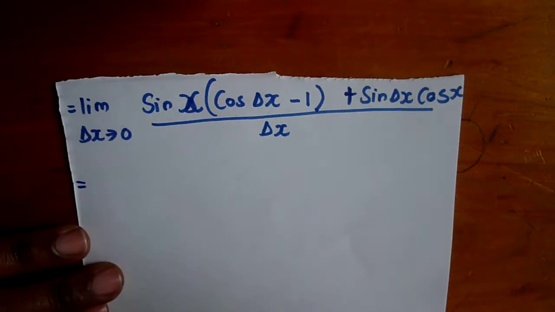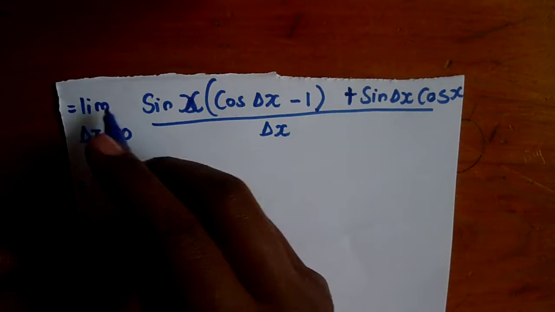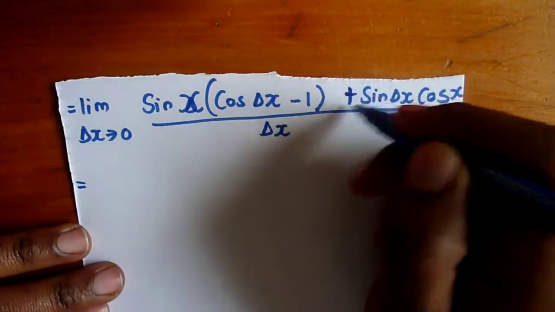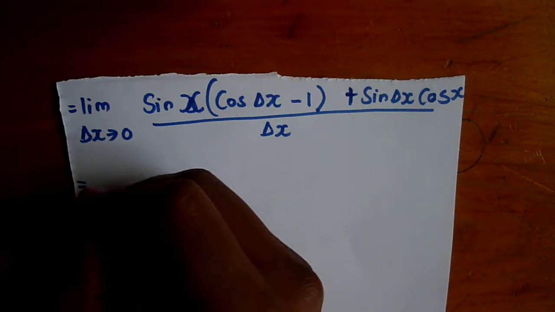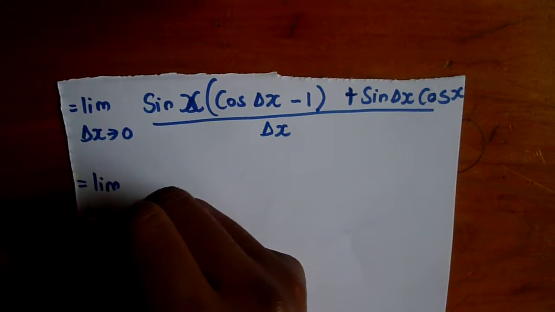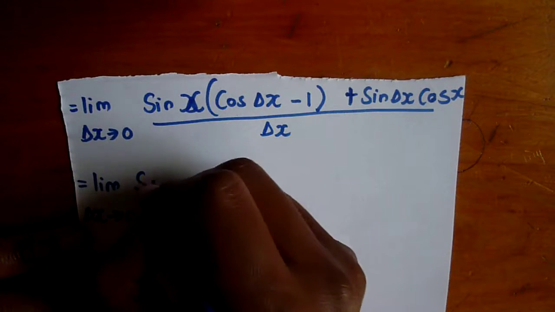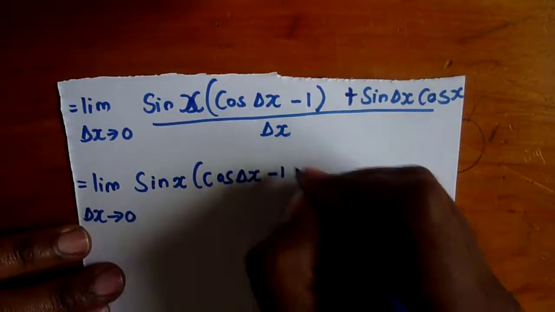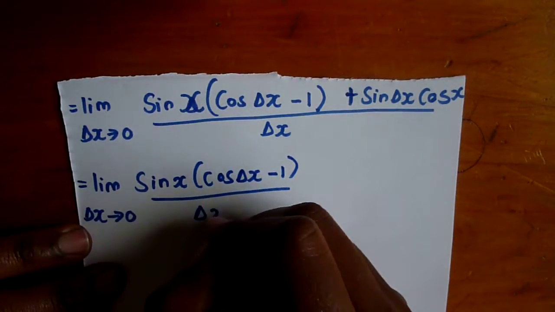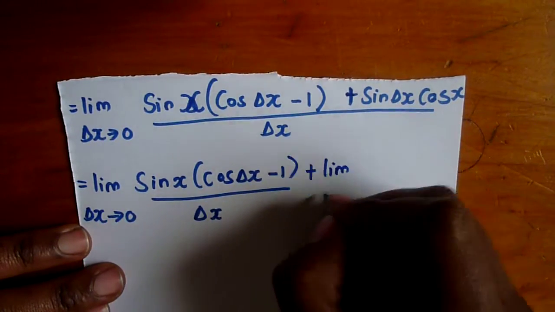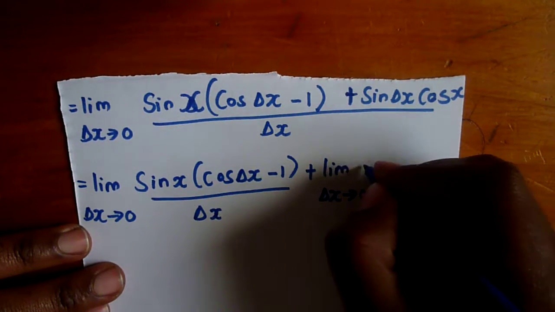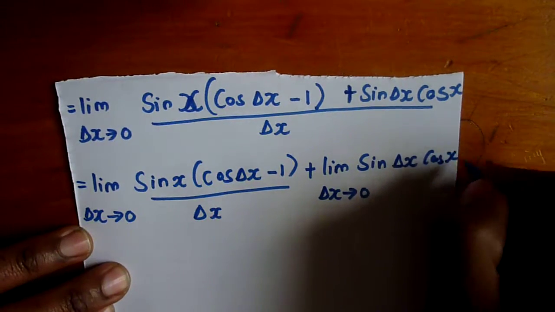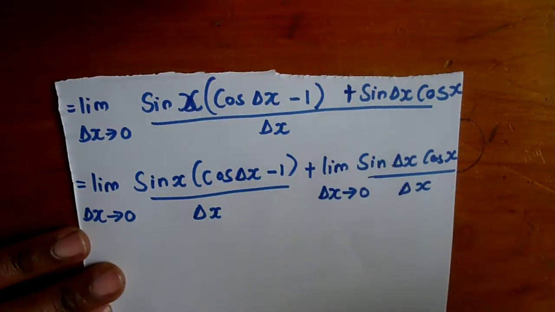Also, something else we can do is subdivide the limit into these two terms because of the plus sign as well. So we'll have the limit as change in x tends to 0 of sine x cos change in x minus 1 all over change in x, plus the limit as change in x tends to 0 of sine change in x cos x all over change in x.